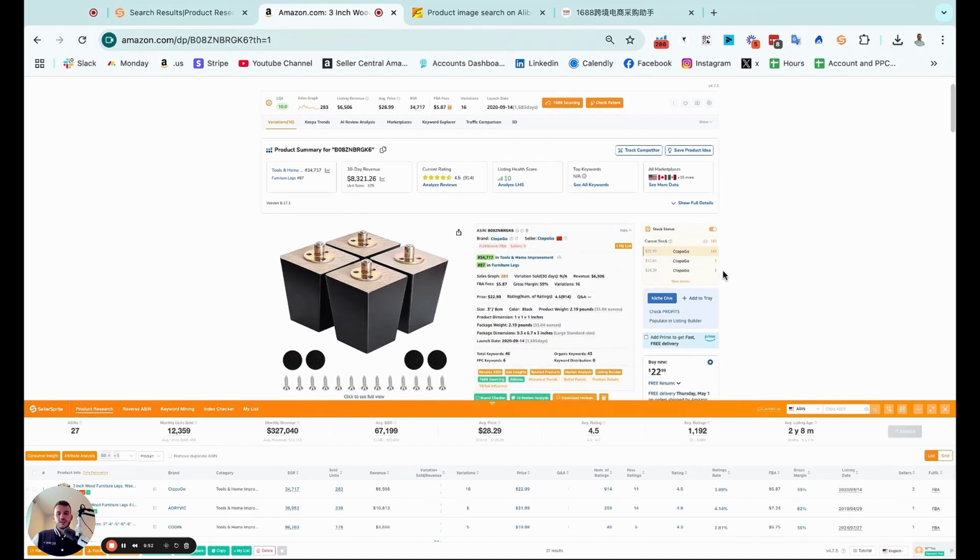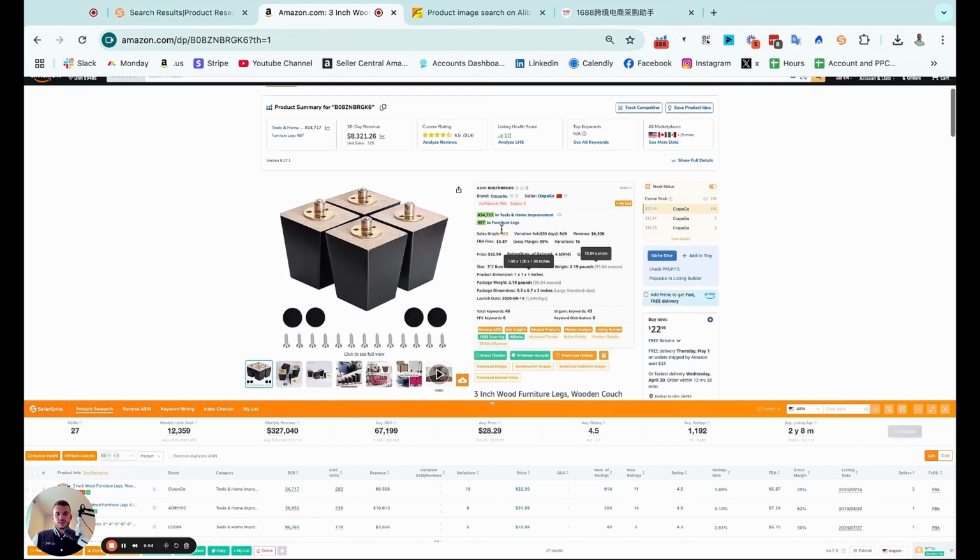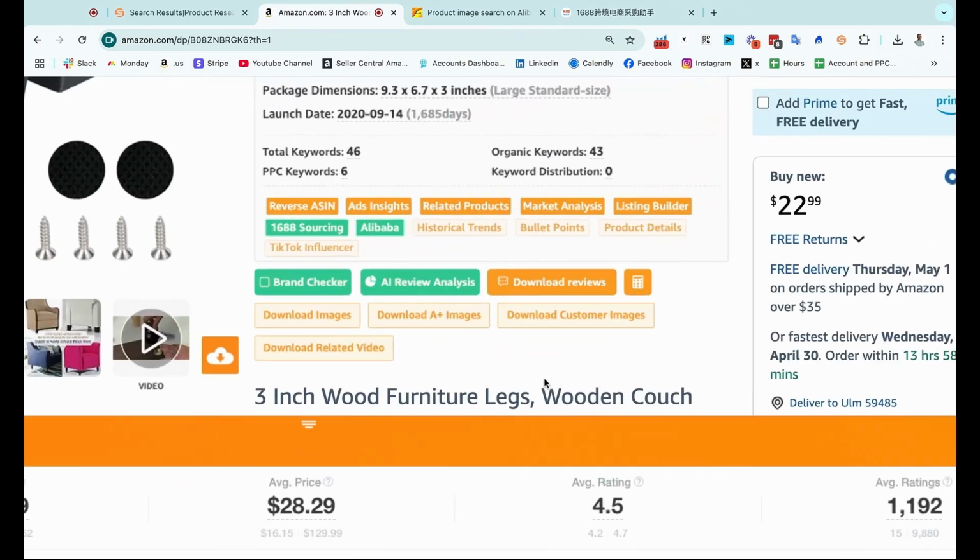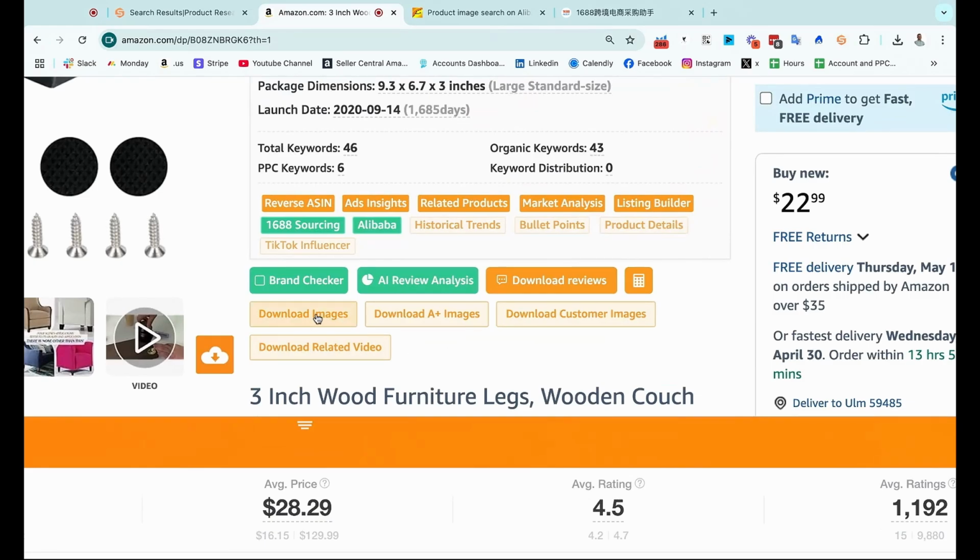And then of course, going back to the listing, you're going to see the amount of information you get at a glimpse, right? So here, within seconds, as I said, which is why I love Sellersprite, you can know exactly what's going on, like how many keywords are for PPC, how many organic keywords, what is the metrics behind dimensions and all of that. And then you have a lot of buttons that are going to give you a lot of action. So download the images, A plus content, customer image related videos.